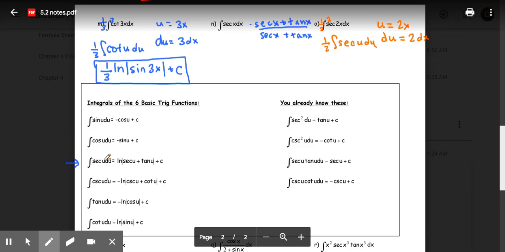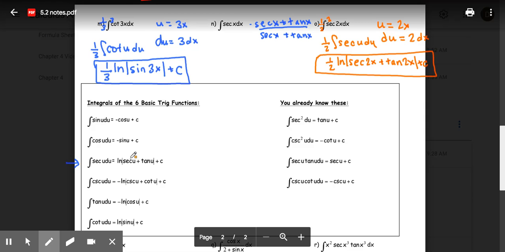And based on our formula down here, secant of u integrates to the natural log of the absolute value of secant of u, which is 2x, plus tangent of u, which is 2x, plus c. Okay, I'm literally just copying down the formula right here. Once I pick my u and I put in what I need and reciprocate on the outside, then I just go right to the formula.